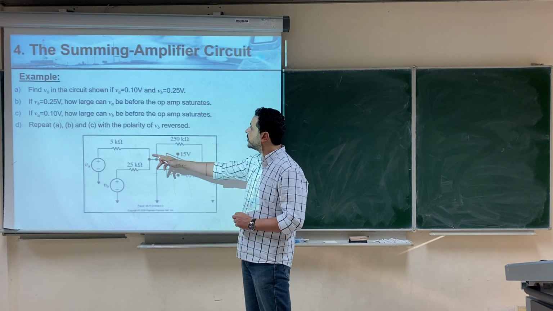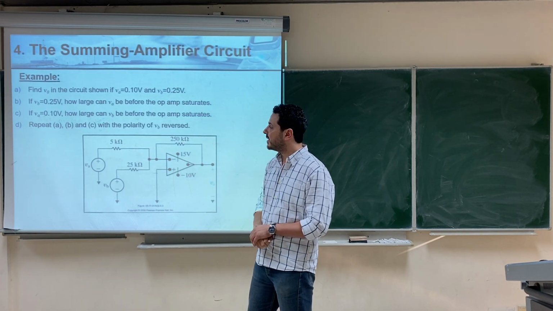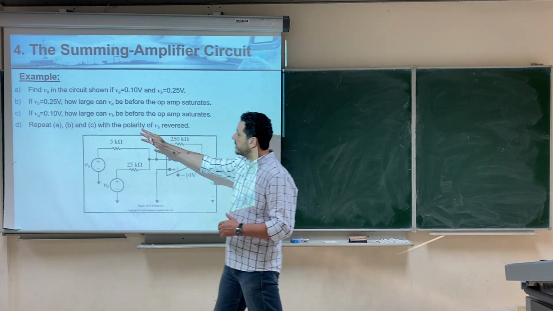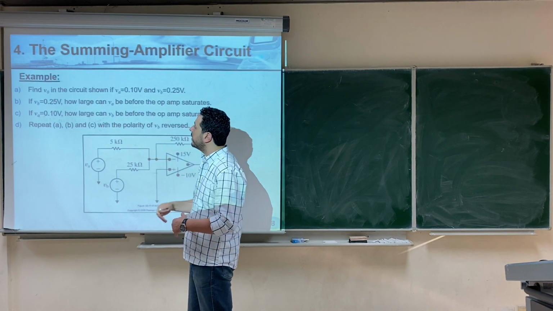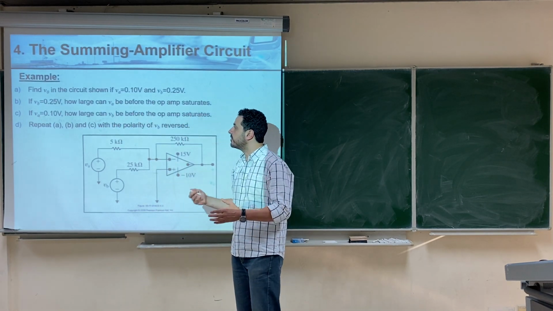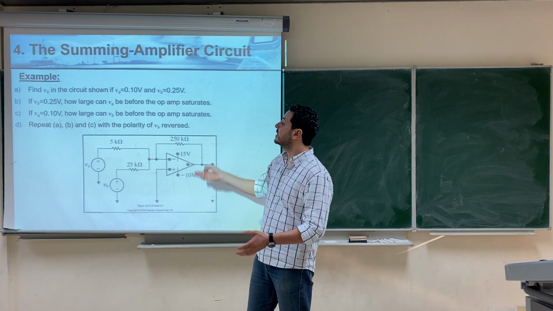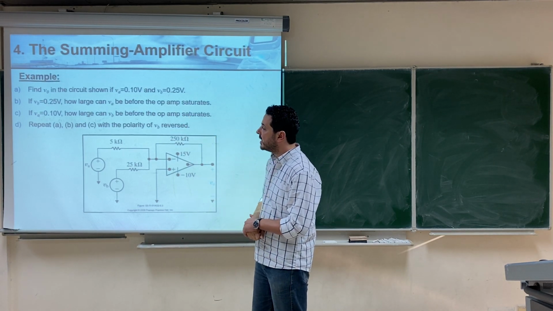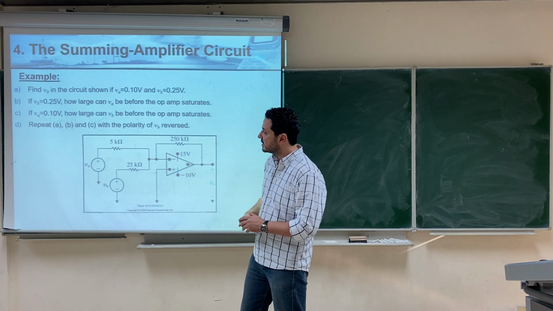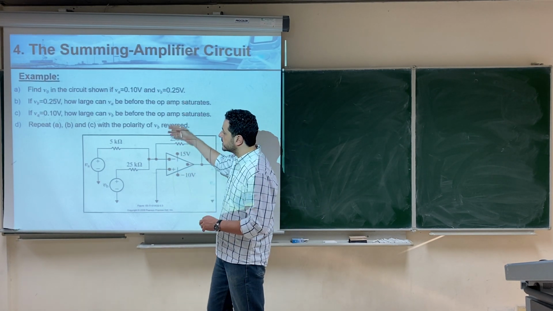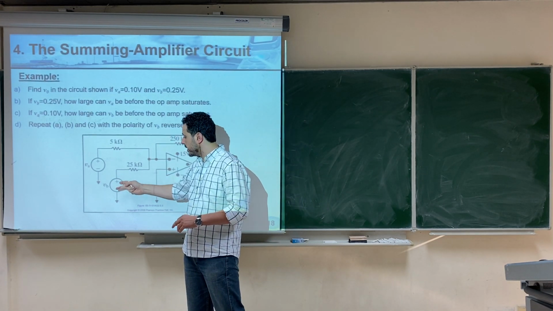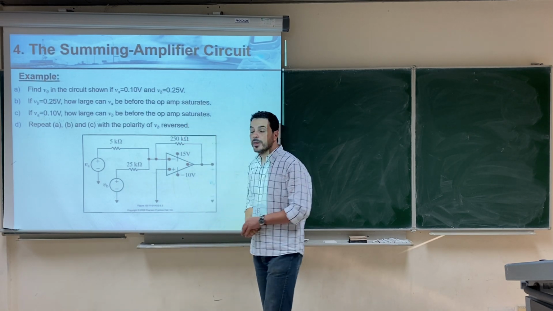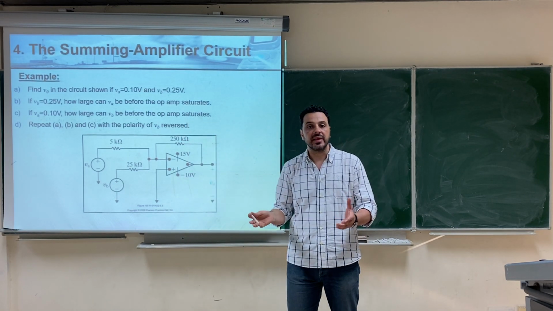If VA is 0.1 and VB is 0.25, then we will fix VB, and then we ask how large VA can be before the op-amp saturates, and then we do the same if we fix VA and we see how large VB can be. And then the last part we are going to repeat the same thing, but we reverse the polarity of VB. Okay, so basically let's start by writing the equation.